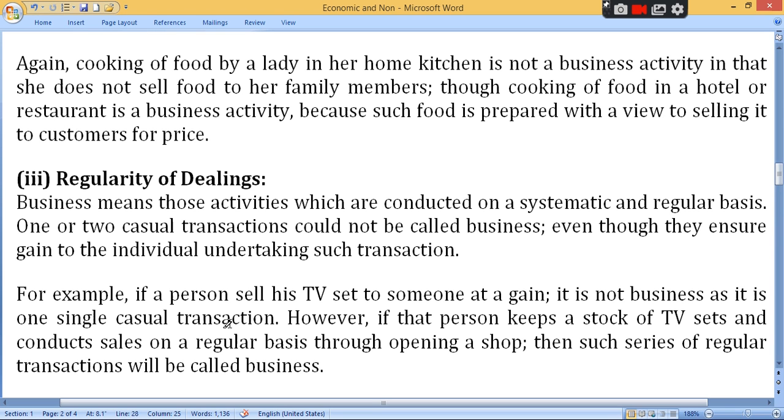Business must be regular, continuous. Clear? So if that person keeps a stock of TV sets and conducts sales on a regular basis through opening a shop, clear, then such a series of regular transactions will be considered as a business. Any transaction that is regular or continuous, what do you call it? Business.